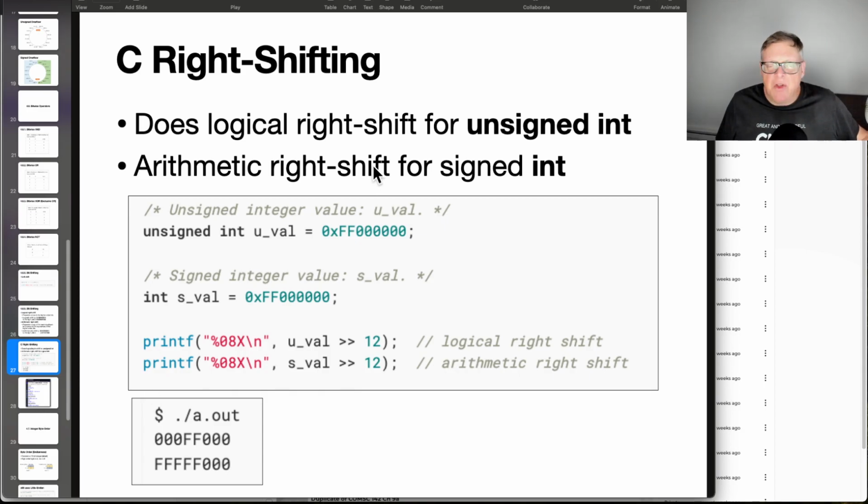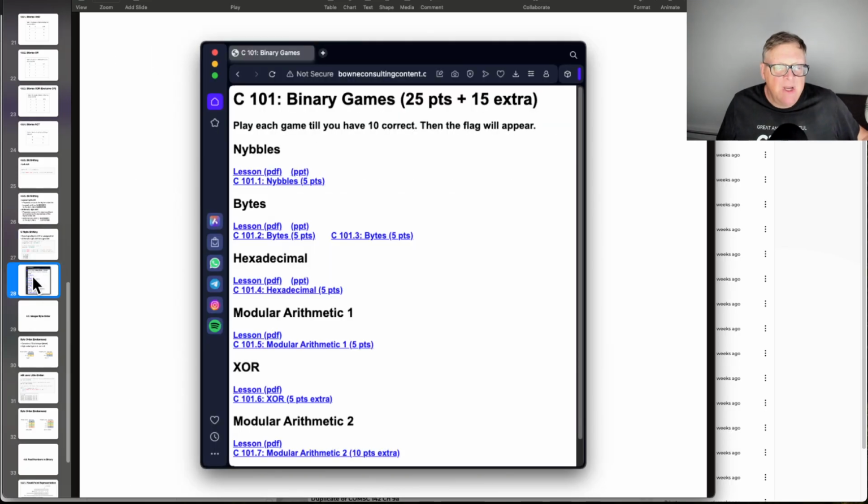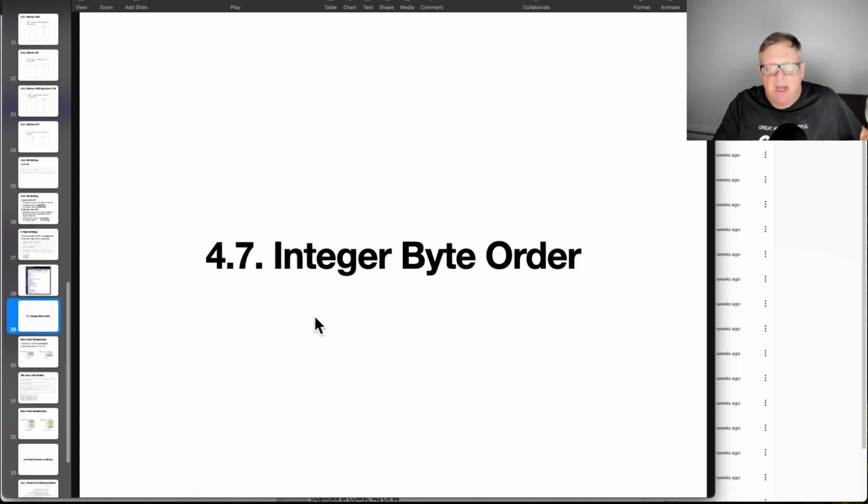The signed ones will do the arithmetic right shift to preserve the sign. The unsigned ones will just move the bits like they were dice on a table. All right, and we talked before, we'll talk about more of these in the binary games.